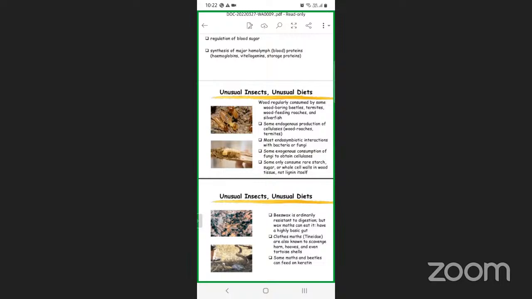Like this, some moths and beetles can feed on keratin also. So in the physiology of digestion, whatever the food habit or unusual diet we see in insects, they are able to digest it with enzymatic action and finally make it into simple absorbable monosaccharides. Proteins are also broken down into peptones, and finally amino acids, which are absorbable.